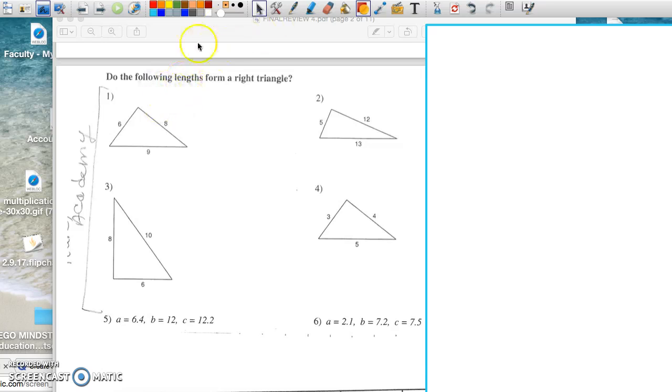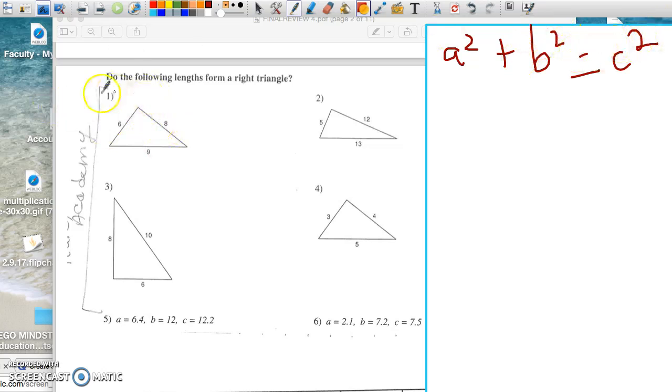This is a continuation of the Pythagorean theorem that I left off with in packet number 3. As you know, you're going to use the Pythagorean theorem for these. The question is, do the following lengths form a right triangle? Basically you need to figure out if this configuration forms a right triangle. Using the Pythagorean theorem, we're talking about a squared plus b squared equals c squared. So you need to know if this plus this will equal this.